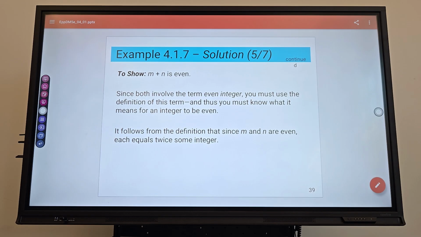Since both involve the term even integer, we must use the definition of this term, and thus you must know what it means for an integer to be even. It follows from the definition that since m and n are even, each equals twice some integer.